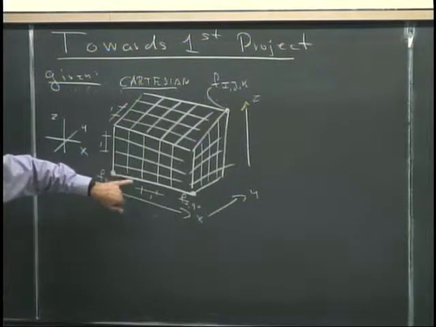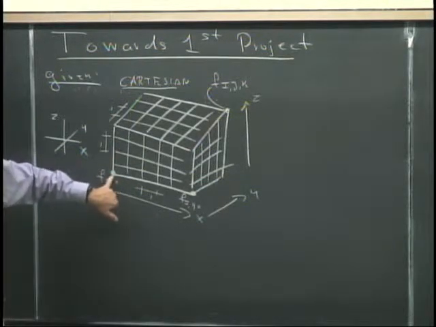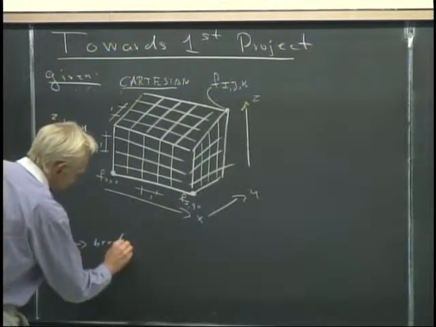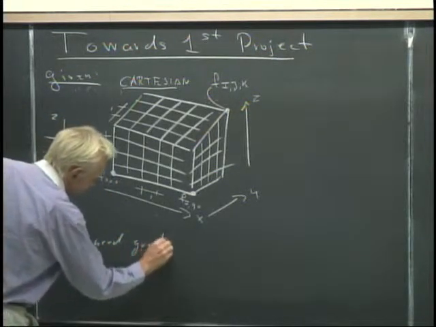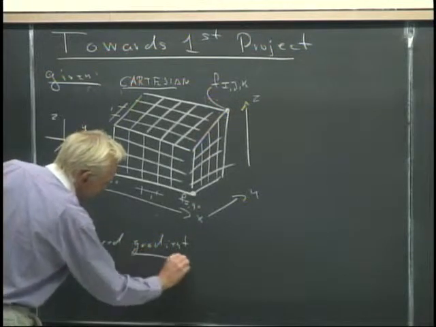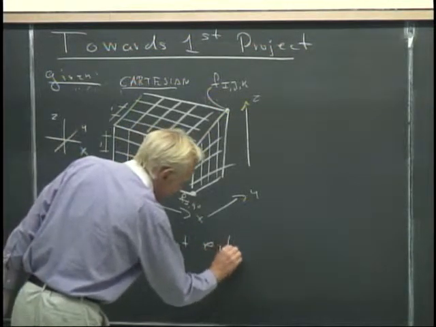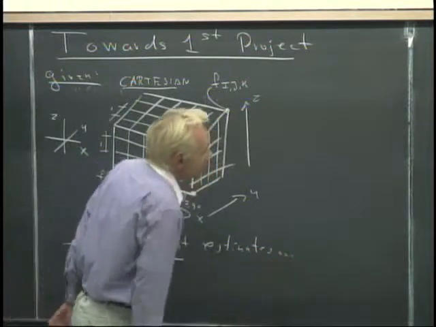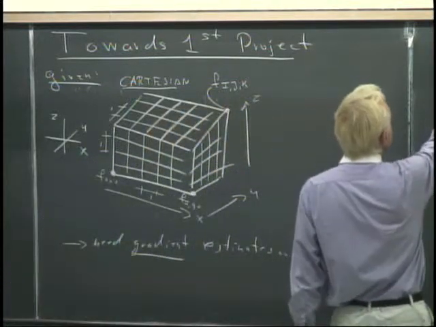So at all the mesh points, all the grid points, we have only one value, one scalar value, one number. And we need the gradient, right? We need gradient estimates. How do we get them?